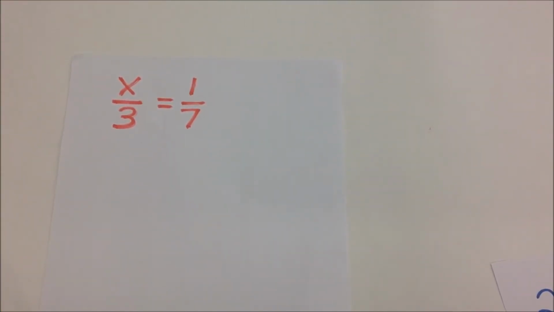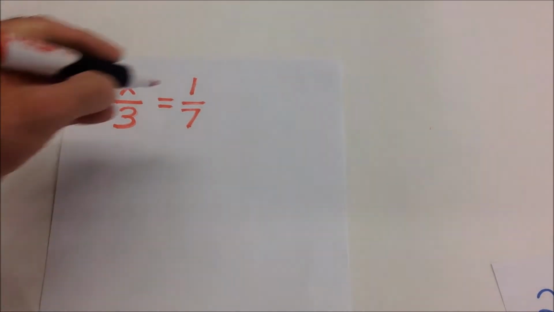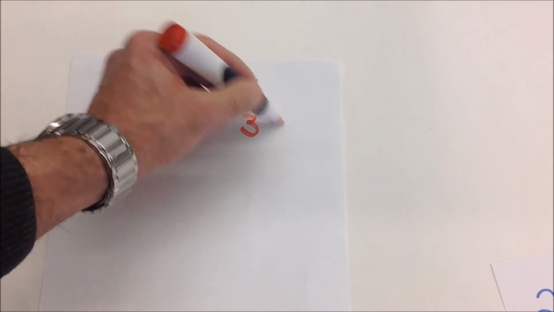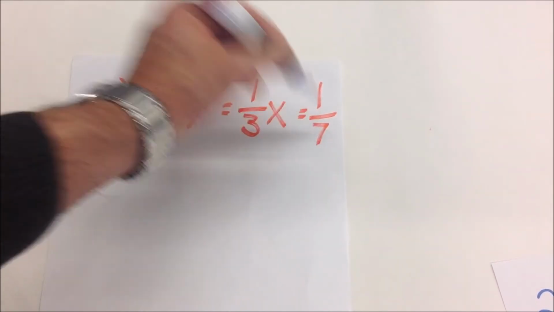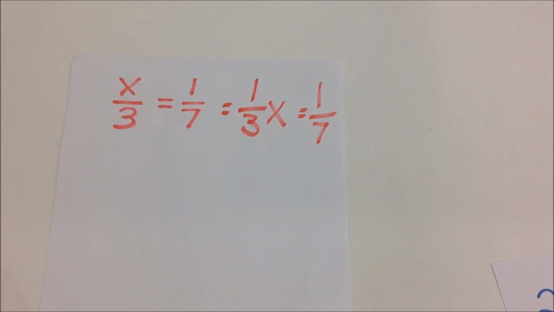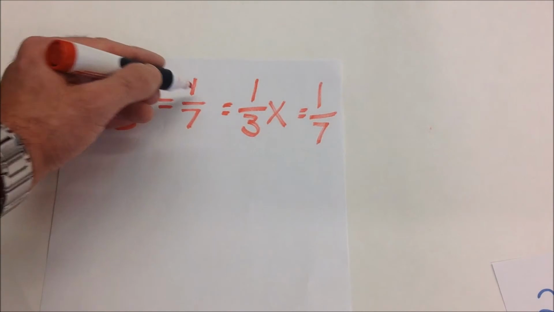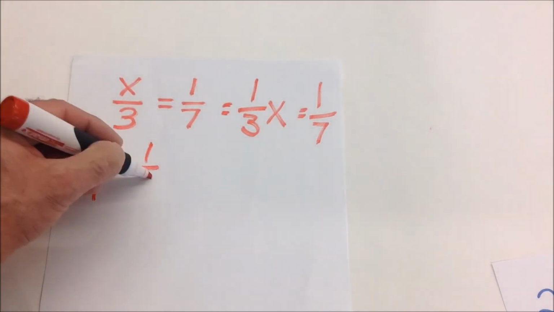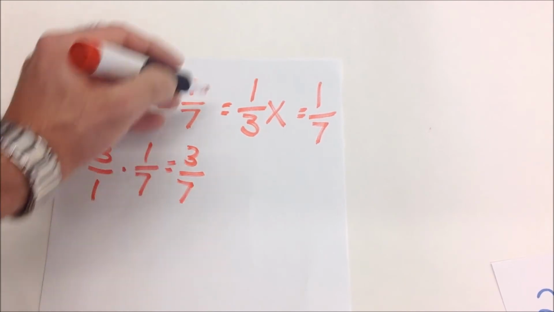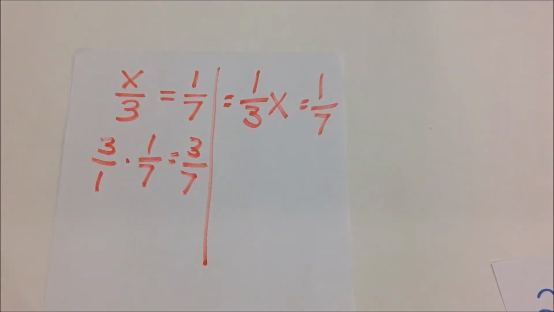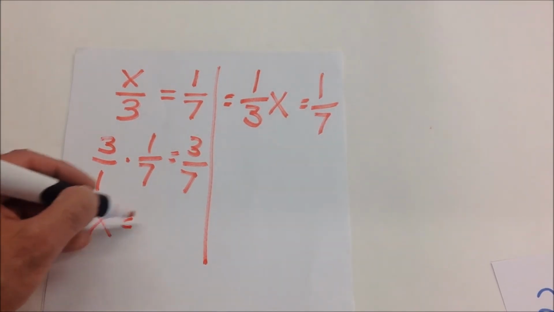Okay, see if you can do this problem. What's another way of writing it? Remember, this is also 1/3 x equals 1/7. So 1/3 times x has to equal 1/7. We can do it two ways. Let's try this way first. Again, remember, we can multiply up. 3 over 1 times 1/7 is 3/7. That's one way of doing it. So now we know that x has to be 3/7. X equals 3/7.